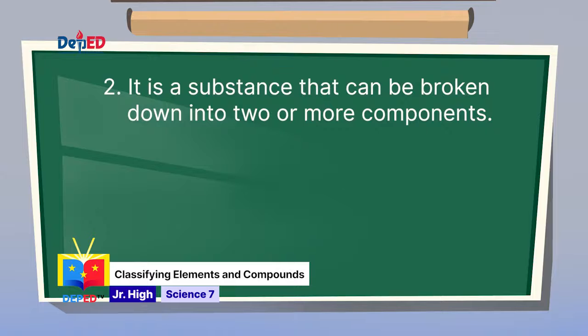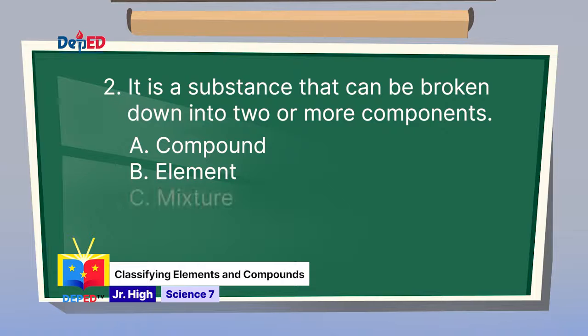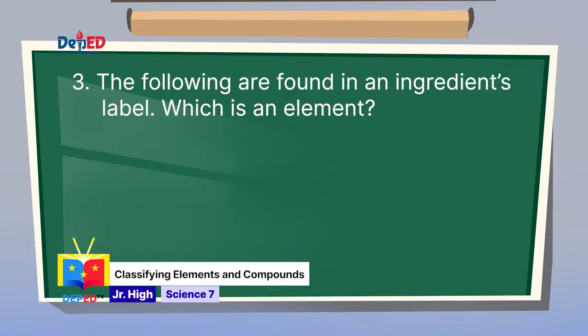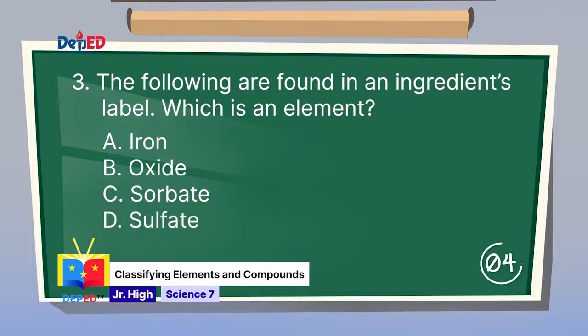Question number 2. It is a substance that can be broken down into 2 or more components. A. Compound. B. Element. C. Mixture. D. Substance. A compound can be broken down into 2 or more components through a chemical process. The answer is letter A. Question number 3. The following are found in an ingredients label. Which is an element? A. Iron. B. Oxide. C. Sorbate. D. Sulfate. In the list of the given ingredients, all are compounds except for iron, which is an element. The correct answer is letter A.